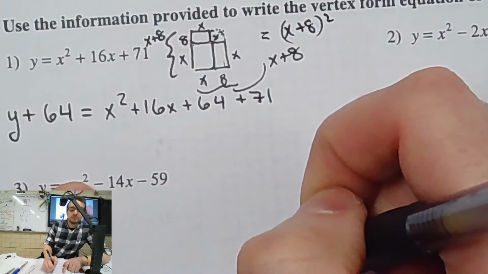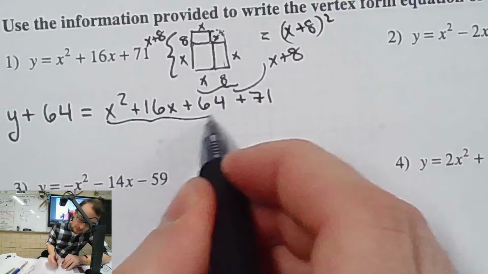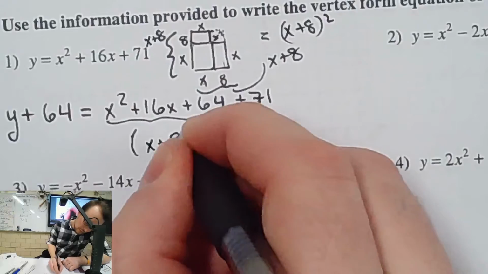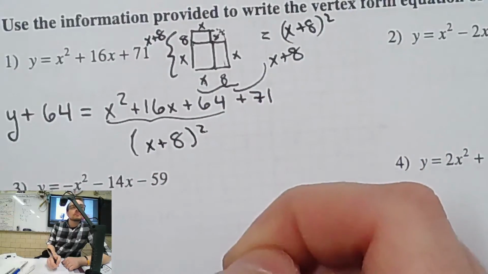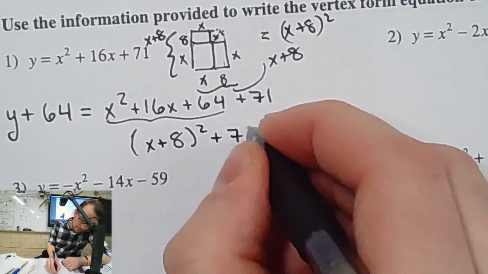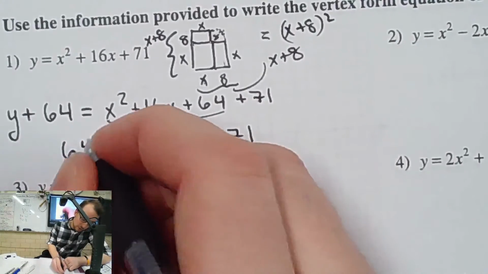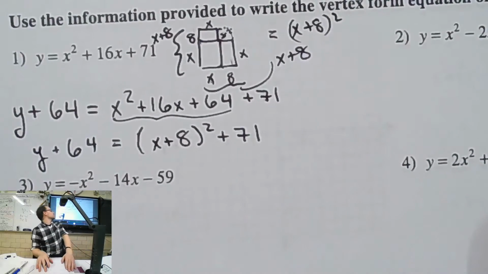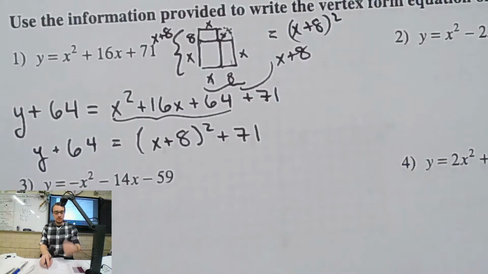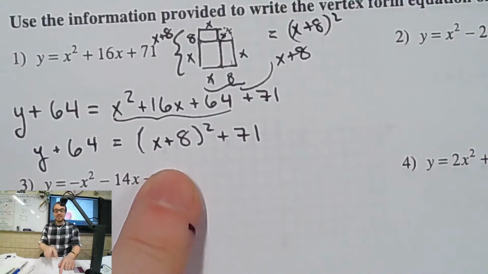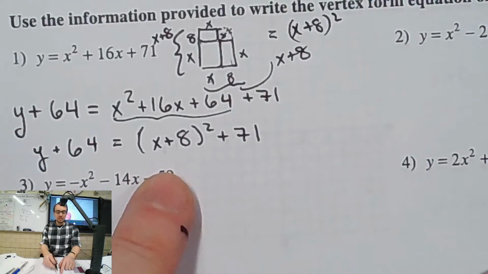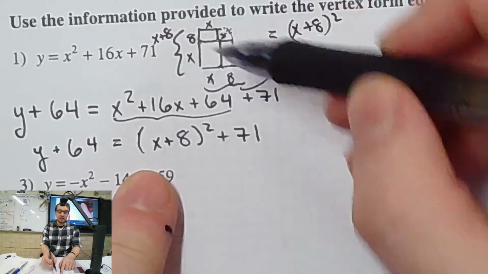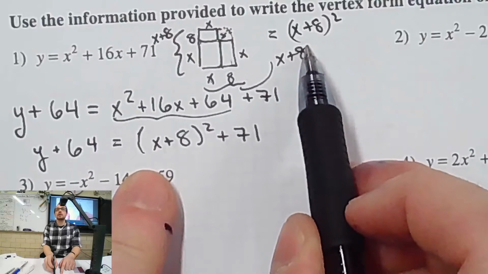Jordan, you with me on that? So all of this is really just a really convoluted way of saying x plus 8 squared. Now we have a plus 71 on the end, and we've got a 64 over here still, right? Because we had to add on a bit to get to the square. Not everything's going to be a perfect square right off the bat. So we're not done yet, but we will be. Does everybody see how I got the x plus 8 squared? That side is x plus 8, that side is x plus 8, so this square is x plus 8 squared.